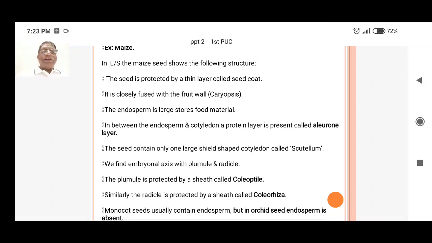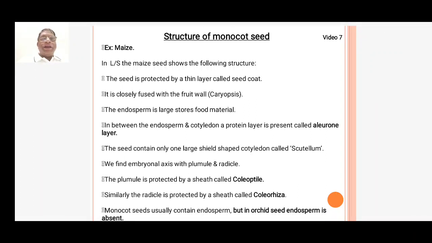The seed contains only one large, shield-shaped cotyledon, which is called the scutellum. So what is the scutellum? The scutellum is nothing but the cotyledon. How many cotyledons are there? Only one, because maize is a monocot.